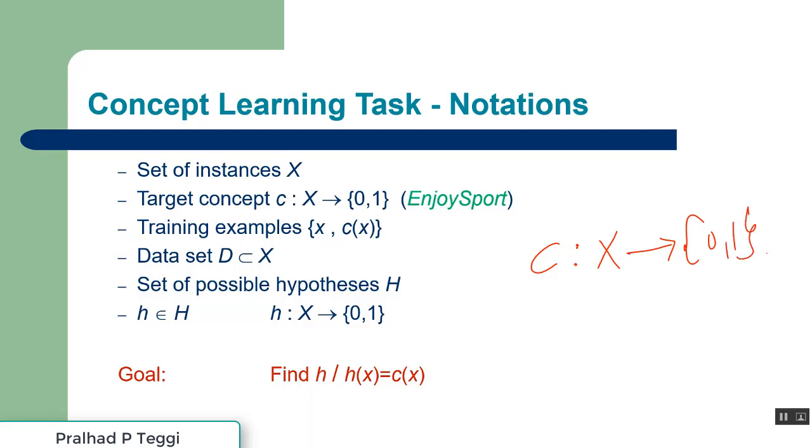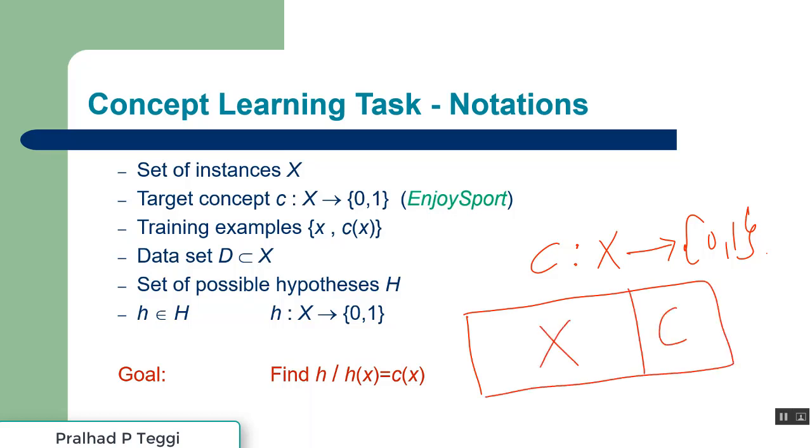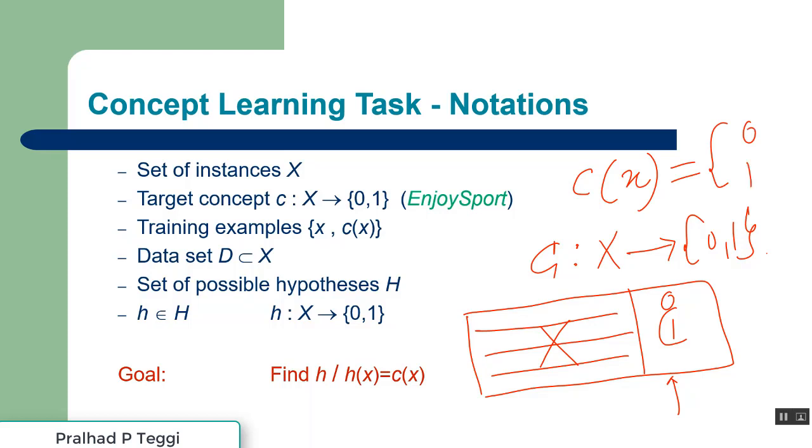So what is happening here? There are two steps. When the training data is given, this is your X and this is your C. X will be all of your training instances, and C will be your target variable. Since we are discussing a binary problem, again this will be 0 or 1, yes or no. So we call C a target concept or target function, which takes the input X and outputs 0 or 1.